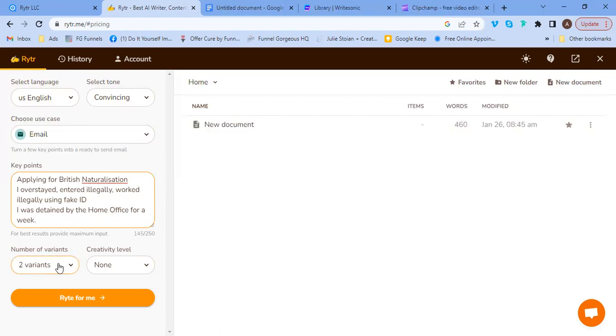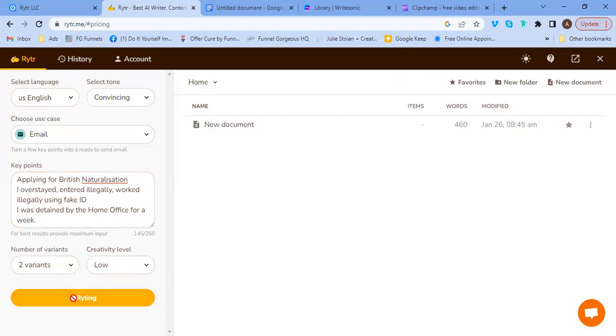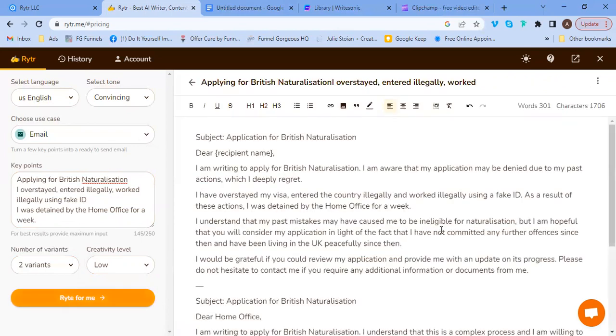And then number of variants: 2. Variants means how many letters or texts this AI will come up with, so we have two options to choose from. And then creativity level: we don't want the AI to be creative and add things, we want the AI to be factual. So let's put none, or let's choose low and see what it comes up with. And then you just click write for me, and it should generate the text. Okay, so here we are.